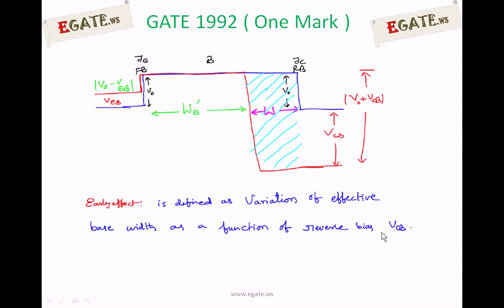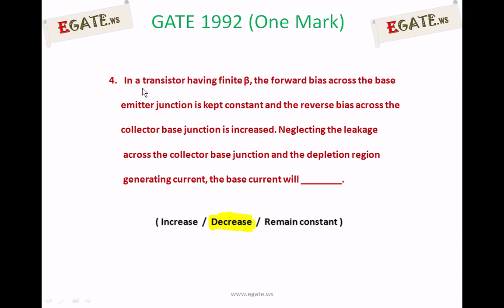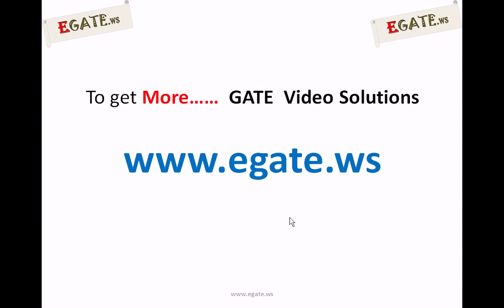So the correct option for this one: for the transistor with finite beta, the forward bias across the base emitter junction is kept constant. The reverse bias across the collector base junction is increasing. As you apply reverse bias voltage across the collector base junction, WB dash reduces, so that IB reduces. The base current will decrease. So the right answer is decreases. Thank you.